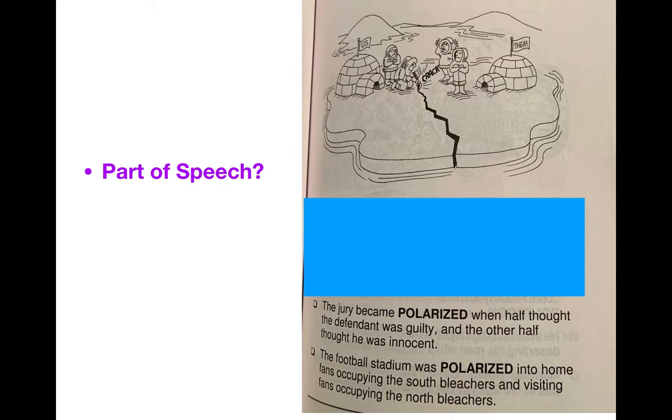Very good. The football stadium was polarized. A football stadium is a place, and it was polarized. So again, it's describing the football stadium, that place. So interesting. So once again, we want to be a little careful. Just because something ends in ed doesn't mean it's necessarily a verb, but a lot of times it is. Okay, so you got to see how the word functions in the sentence. So very good. And either way, polarized means to separate, right? The jury became separated. Half thought one thing, half thought the other. The football stadium was separated. This team versus this team.